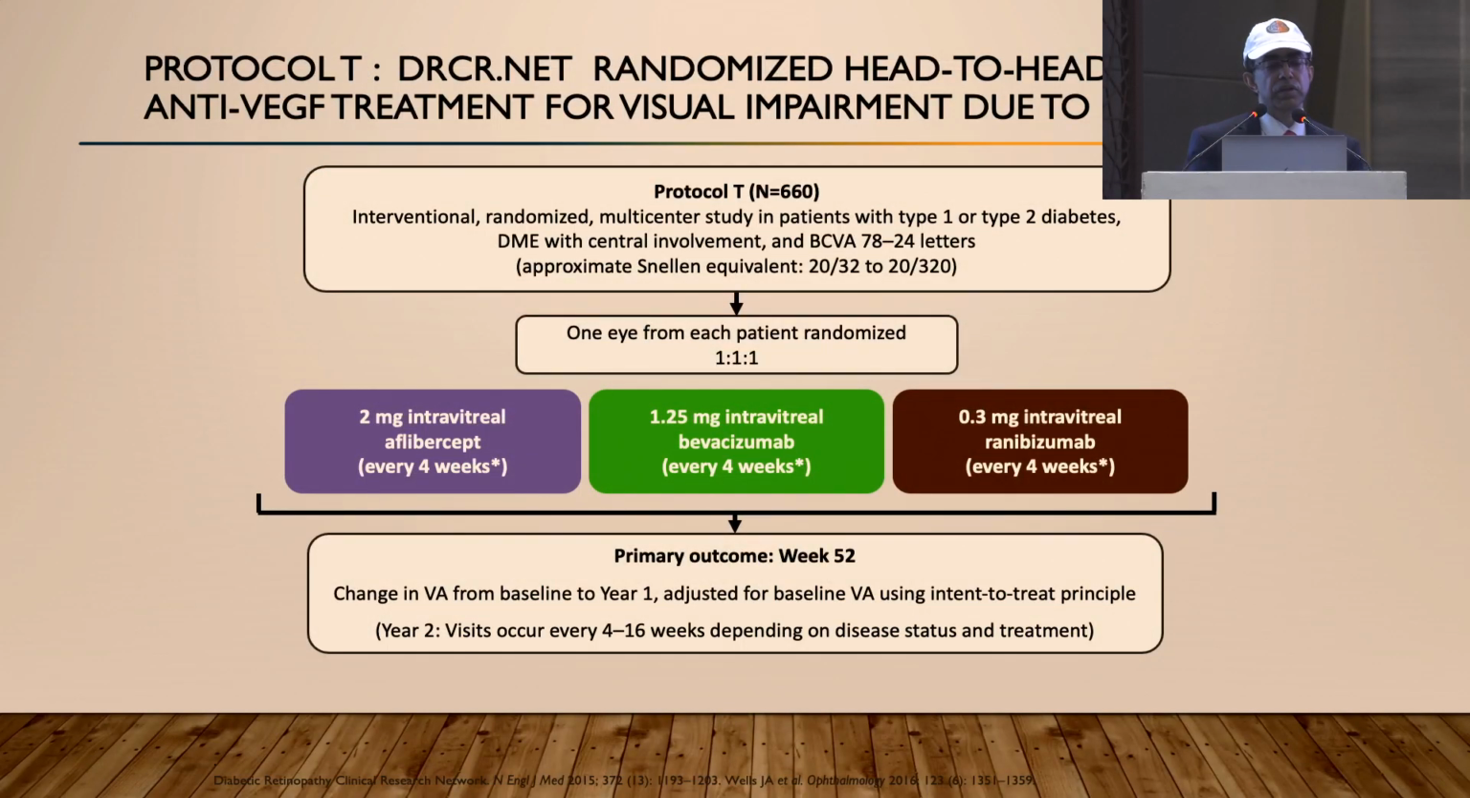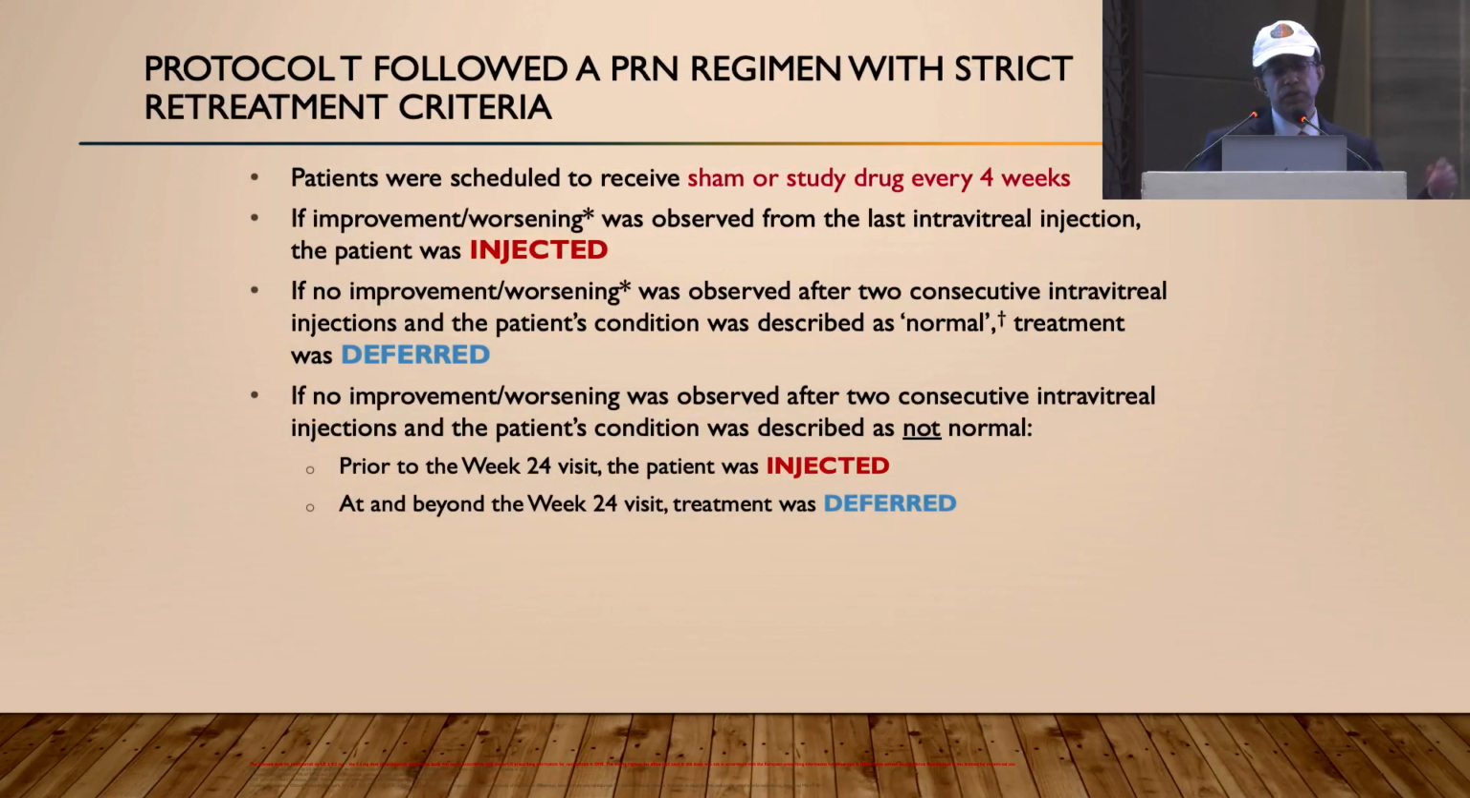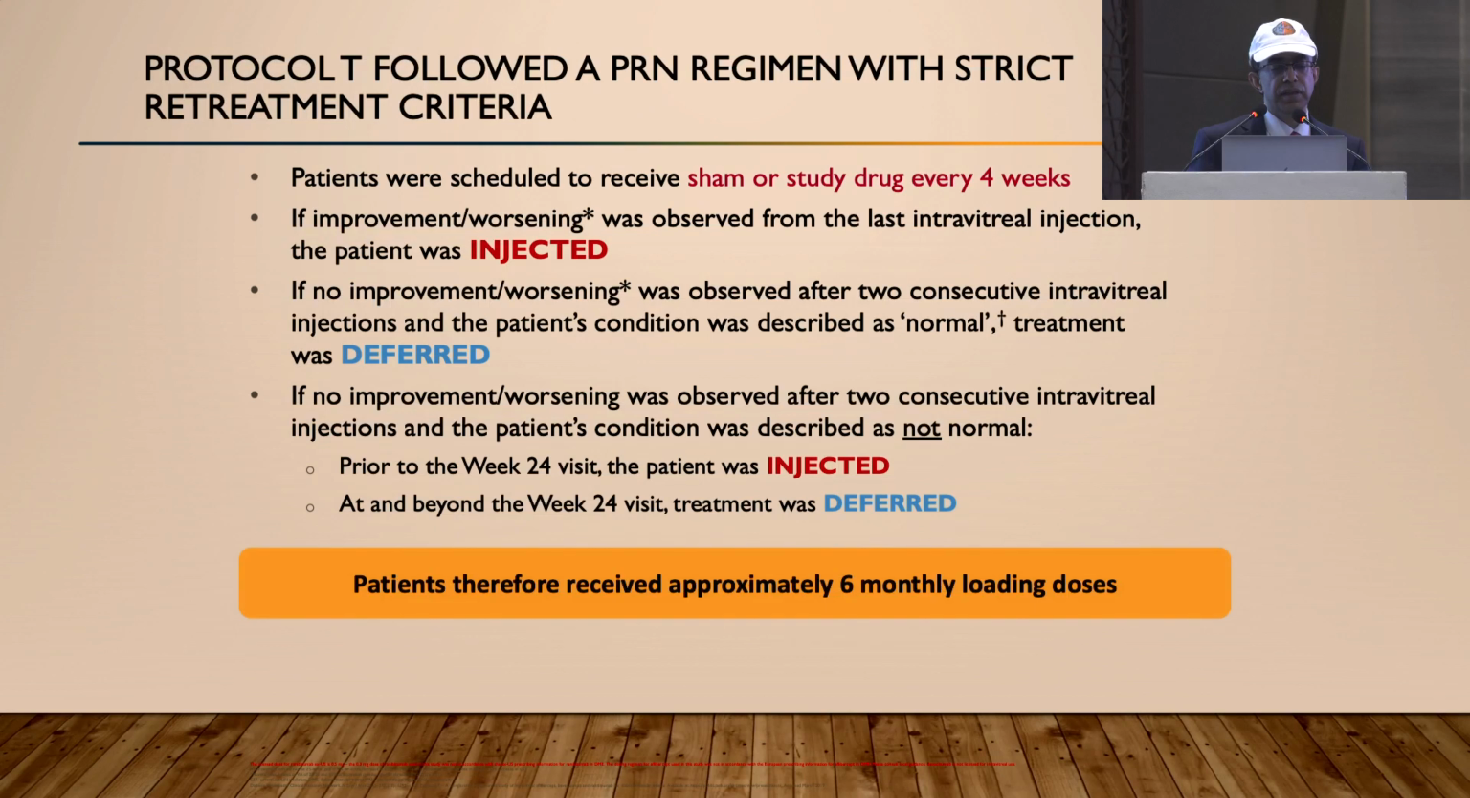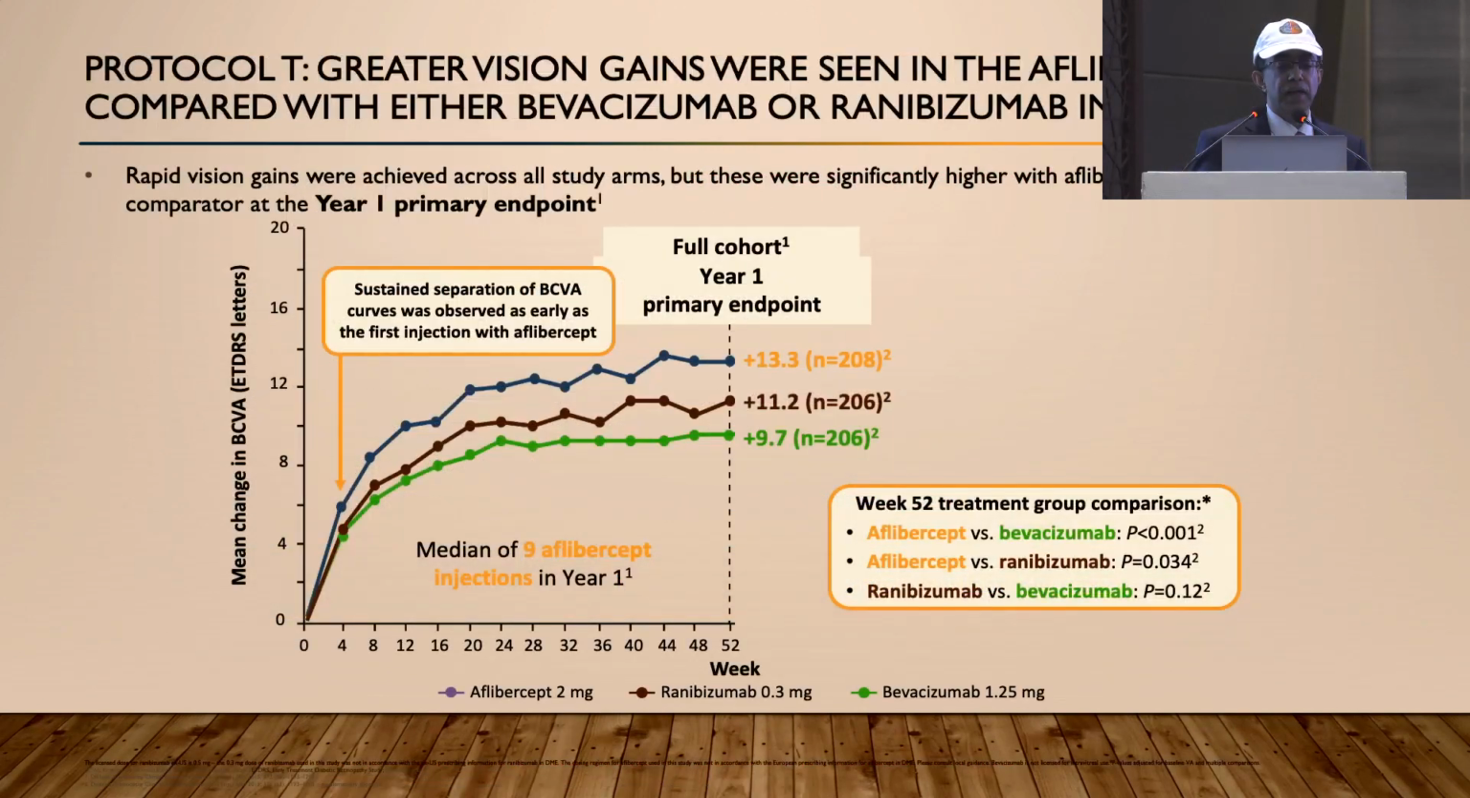Protocol T from drcr.net was a randomized head-to-head trial of anti-VEGF treatment for visual impairment due to DME, where it compared 2 milligrams of aflibercept versus bevacizumab versus ranibizumab. And so this was the study pattern, but in the interest of time, I will just show you what we found. Patients received approximately 6 monthly doses, and aflibercept was found to be better than bevacizumab or ranibizumab at year 1.